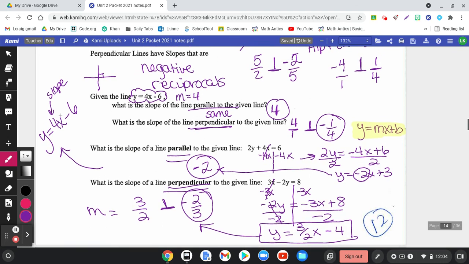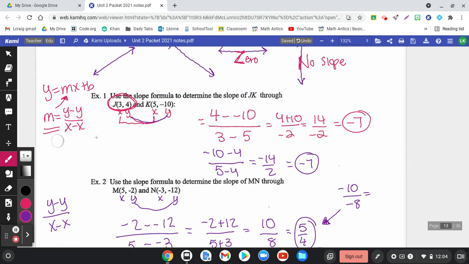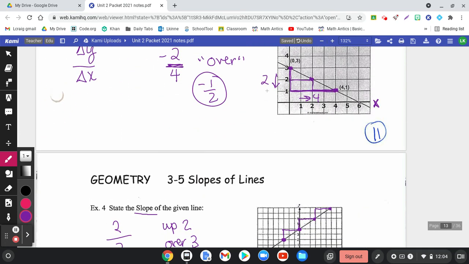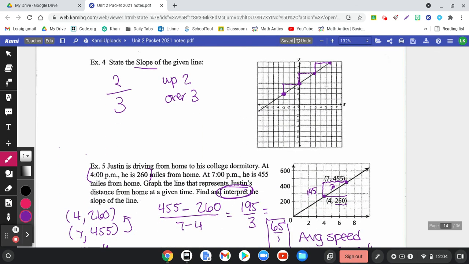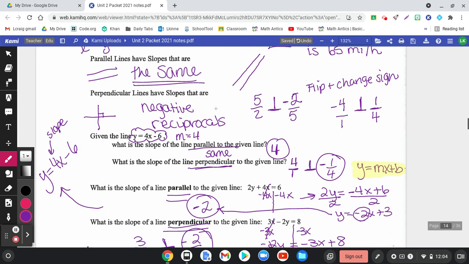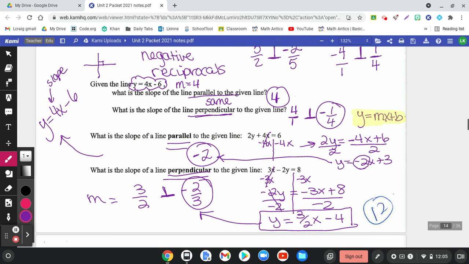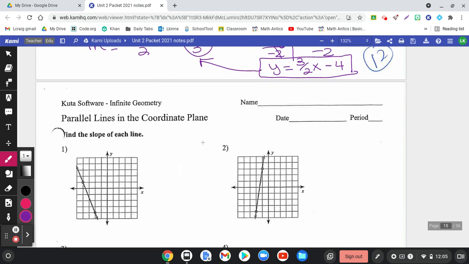All right, so we talked about quite a bit today. So you have your slope formula, y minus y over x minus x. Or you can use the graph, rise over run: how far up or down and over. And then parallel lines have the same slope. Perpendicular lines have negative reciprocals. You might have to do a little bit of algebra to get y by itself, but we'll get some practice with that tomorrow in class especially.